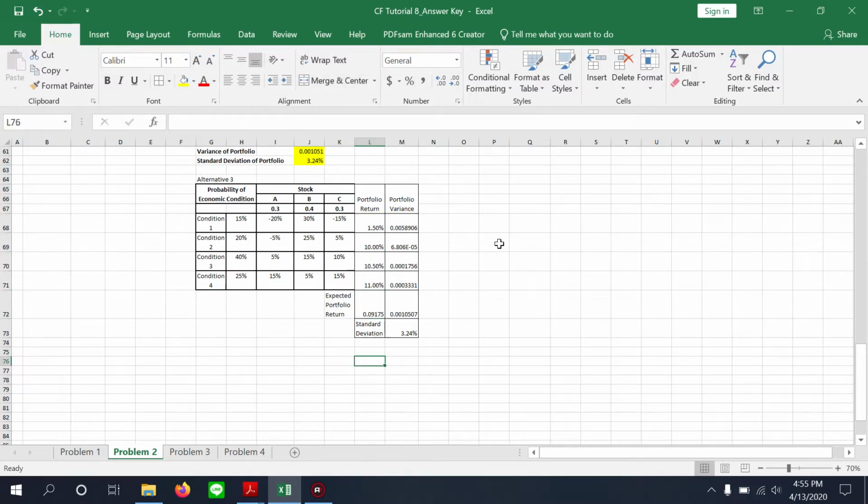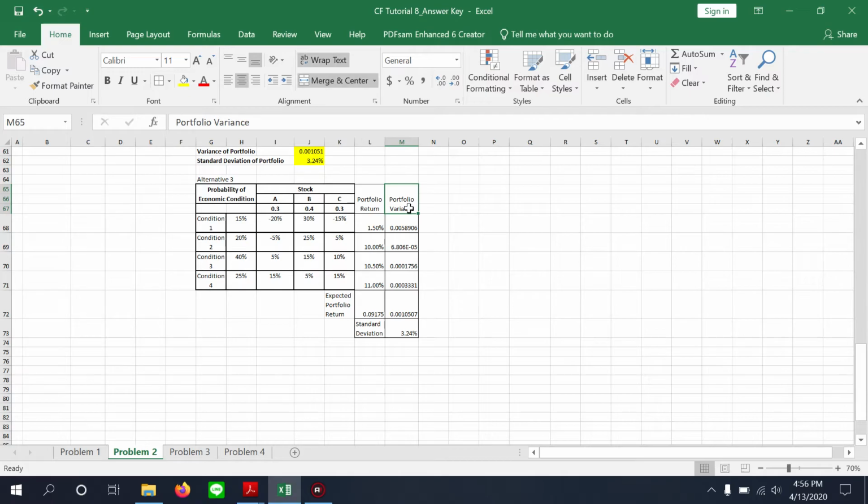After that, you can easily calculate the expected portfolio return, because in this case it's the same as how you calculate the expected return of each stock, right? So 15% times this, 20% times this, 40% times this, the same as how you calculate stock. It is much simpler, right?